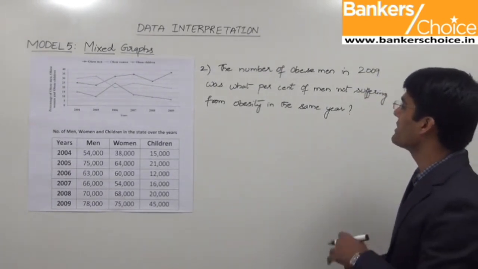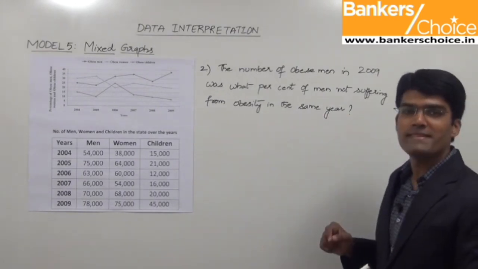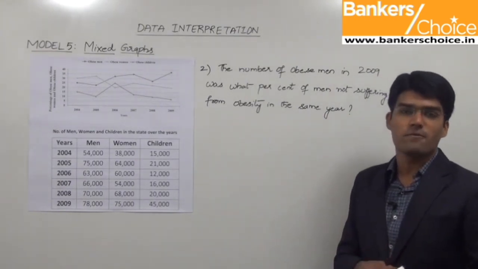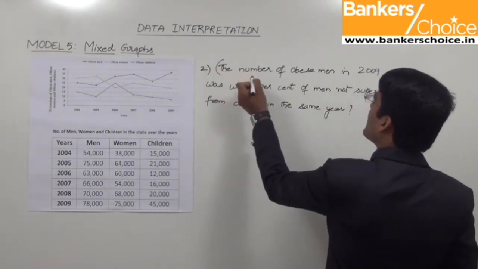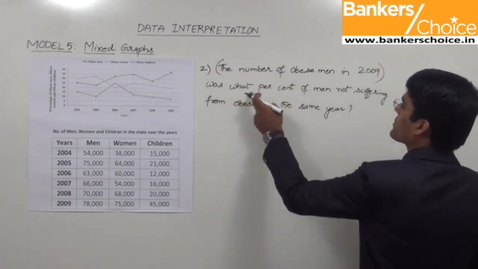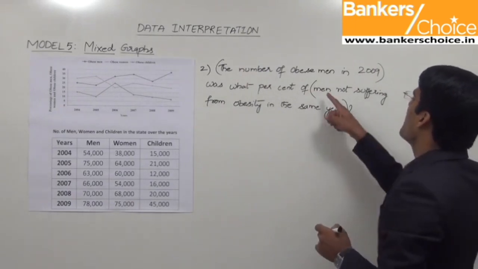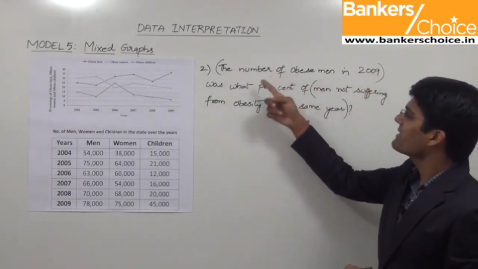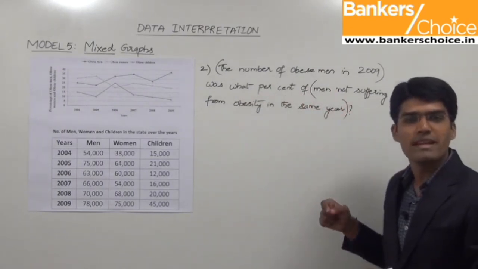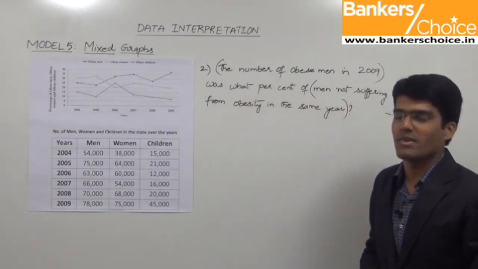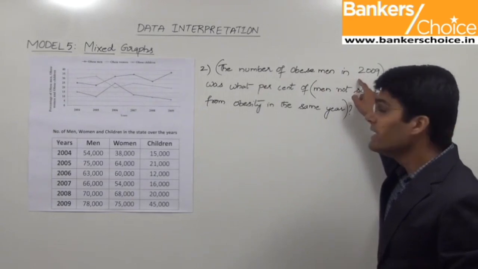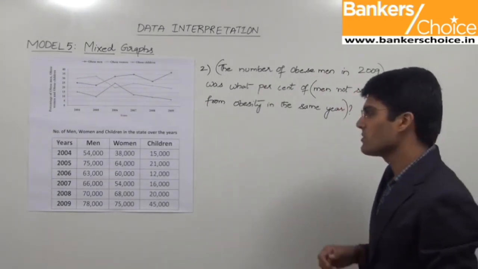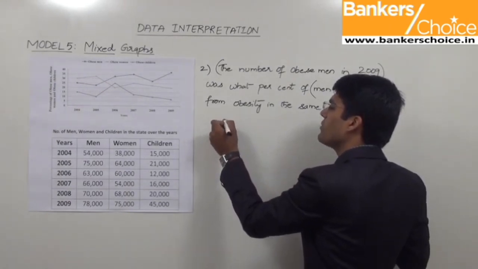The second question here is, the number of obese men in 2009 was what percent of men not suffering from obesity in the same year? If you observe, this question is in the form of X is what percent of Y. The X here is the number of obese men in 2009, and the Y here is men not suffering from obesity in the same year, that means in 2009. X is what percent of Y, we know, should be taken as X by Y into 100. So X here is obese men in 2009 and Y is the men who were not suffering from obesity in 2009.